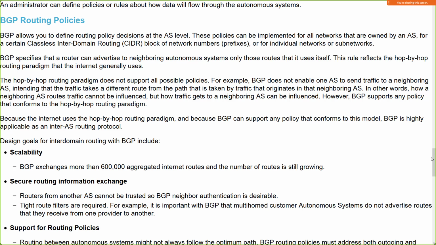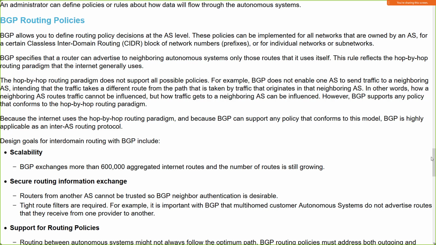All right. So BGP allows you to define a routing policy decision at the autonomous system level. These policies can be implemented for all networks that are owned within that autonomous system or for a certain classless interdomain routing block of networks or prefixes. So we have complete granularity on how we can apply these attributes. I can say for certain prefixes, I want to route this way. For other prefixes, I want to route this way, and so on.